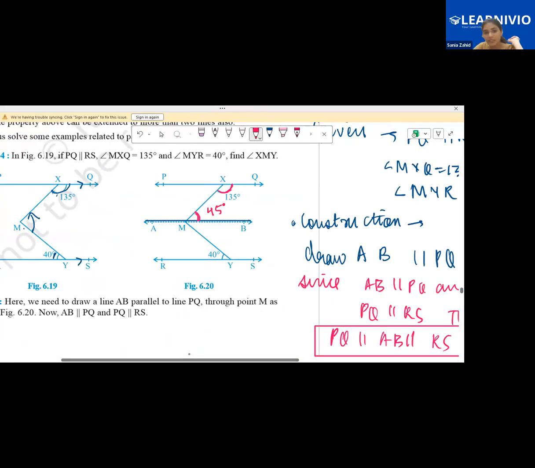Okay, but now we have to find this whole angle, right? Now children, look at this angle and look at this one. What kind of angles are they now? Alternate interior.